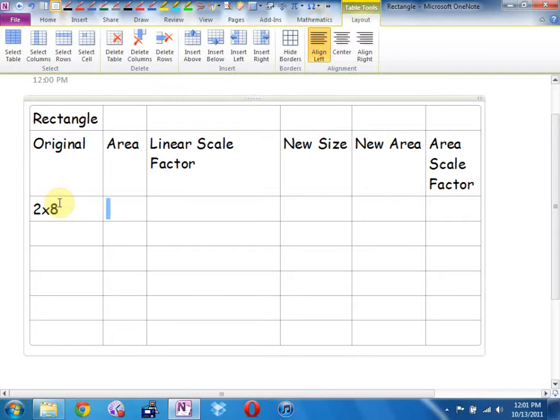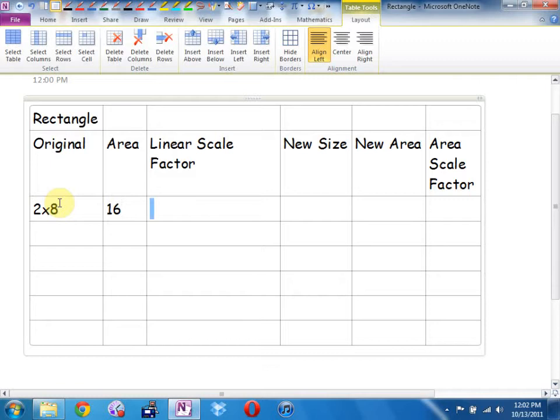This is meant to be obvious. What's its area? Come on. What's its area? 16. Yes?